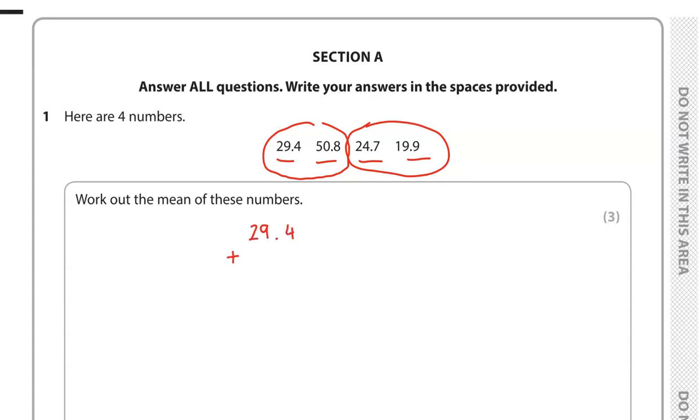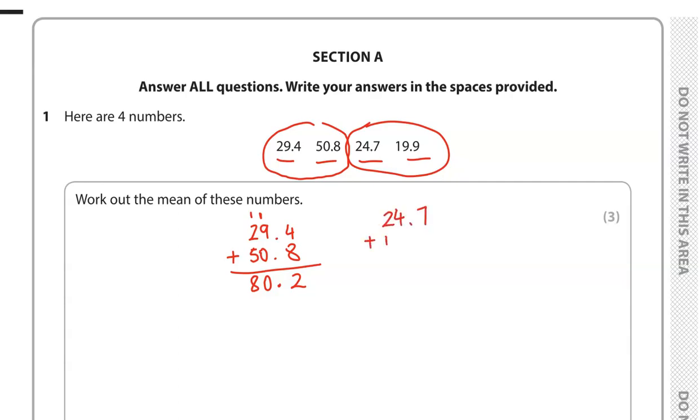29.4 plus 50.8. 8 add 4 is 12. So 2 down and 1 is carried over. 9 and 1 is 10. So 0 down and 1 is carried over. 5 and 2 is 7 and the 1 is 8. So that's 80.2.